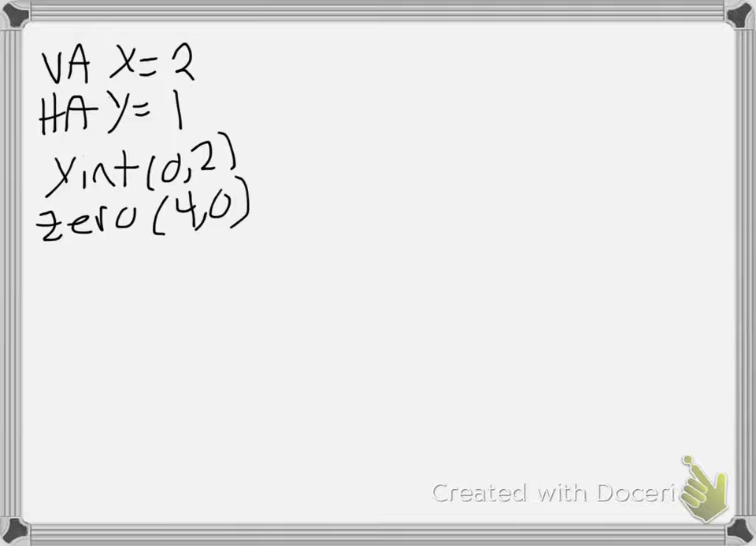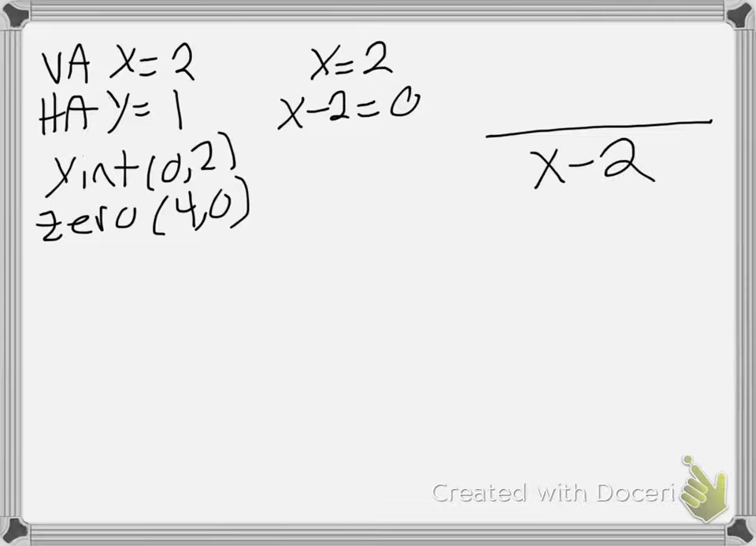Well, I always like to start with my vertical asymptote. So that means that if I have x equals 2, then I subtract the 2, so I get x minus 2 equals 0. So that means that the denominator of my function is going to be x minus 2. And that also means that c equals 1 and d equals -2. Now, I like the fact that I have a horizontal asymptote of y equals 1. Because I have a horizontal asymptote of y equals 1, that means I have to have the same degree up top. So that means that I have to have x somewhere up top here too.